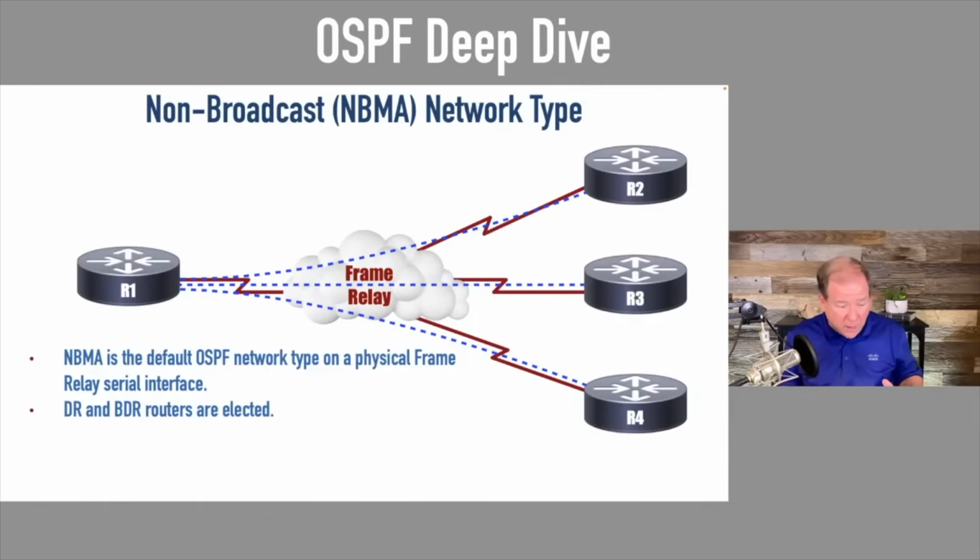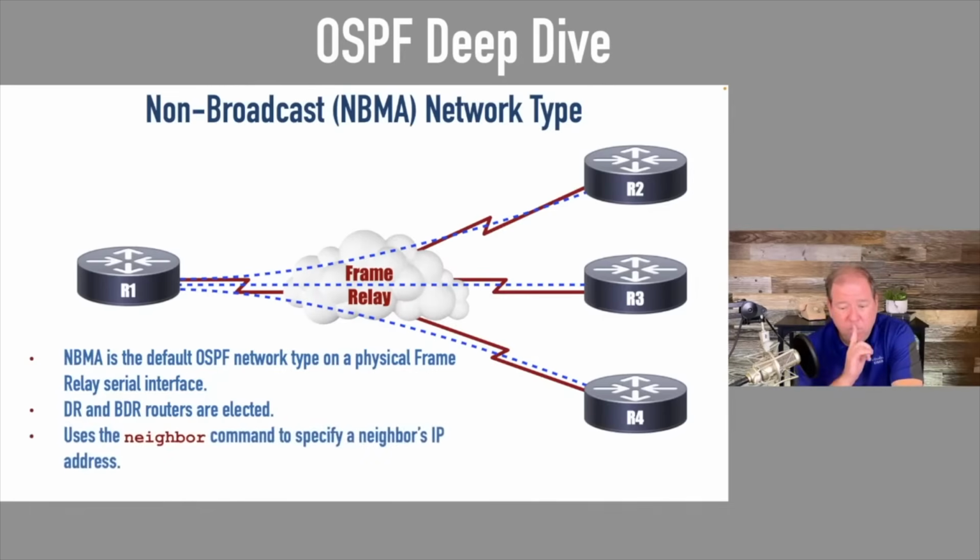That's the big point I want you to get from this. If we're on a multi-access network, we are going to be electing DRs and BDRs. We have to specify who our neighbor is because we're not going to automatically find them. And the timer starts to vary here. It's going to be 30 seconds. It's 3 times as long as what we've seen up till now.